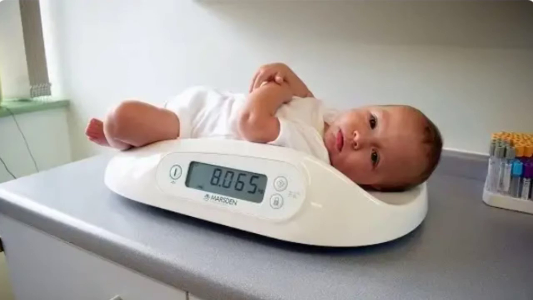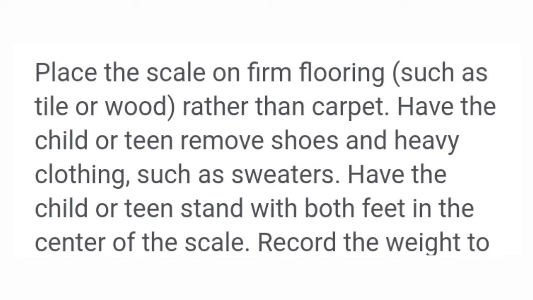For measuring the height and weight, the first thing is that you should have a scale calibrated to zero. Second, the scale should be placed on a firm, even surface. And third, the child should be wearing the minimum amount of clothing and other items. So place the scale firmly on the floor rather than on the carpet. Have the child or teen remove shoes, heavy clothing and sweaters. Have the child or teen stand with both feet in the center of the scale. Record the weight.